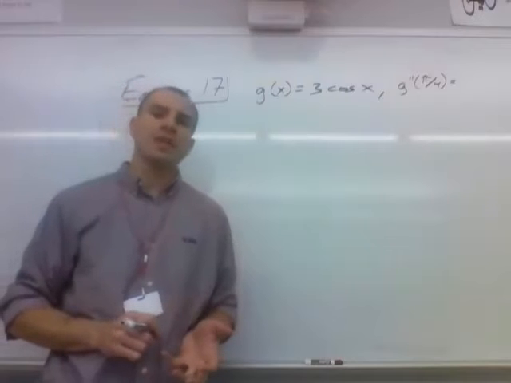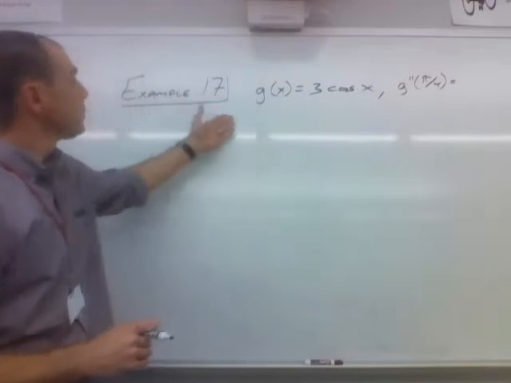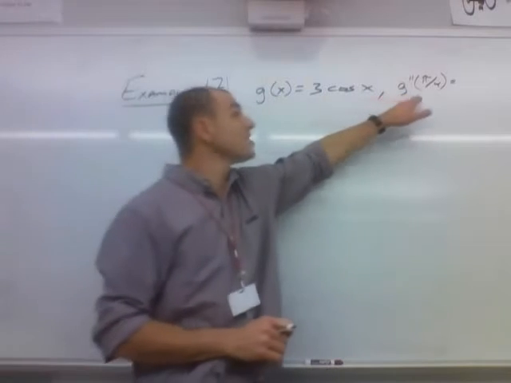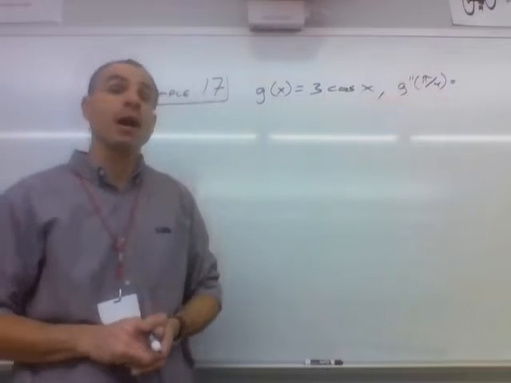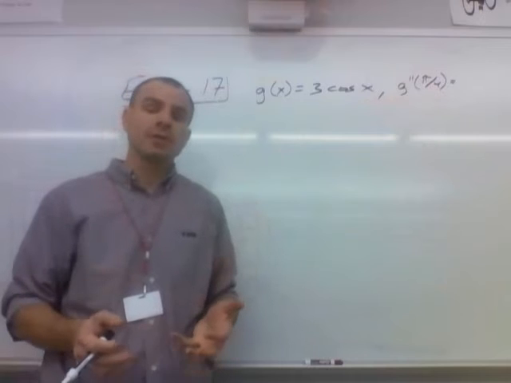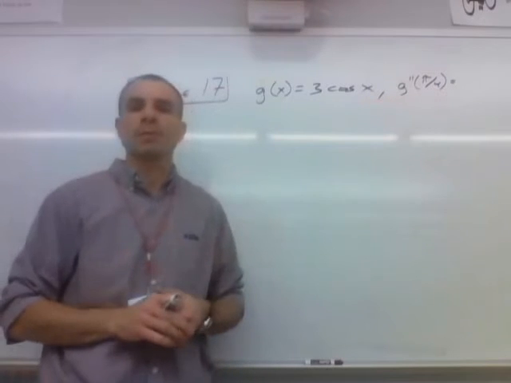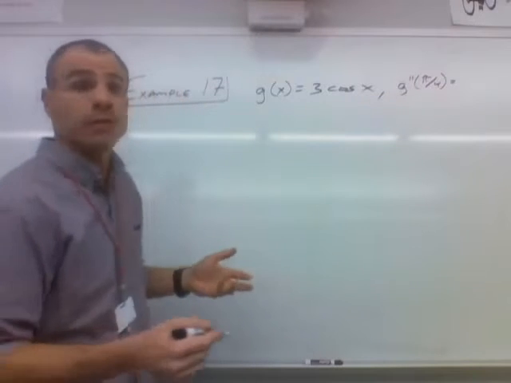With example number 17, we're looking at g of x being equal to 3 times the cosine of x, and we're interested in the second derivative, evaluated at pi over 4. So we got to get our first derivative, then we got to get our second derivative, and then we have to plug in pi over 4.